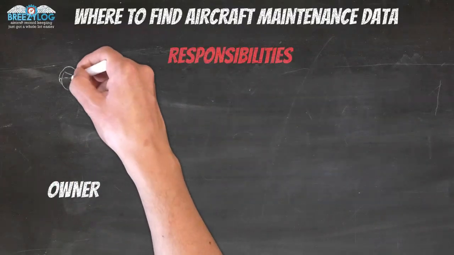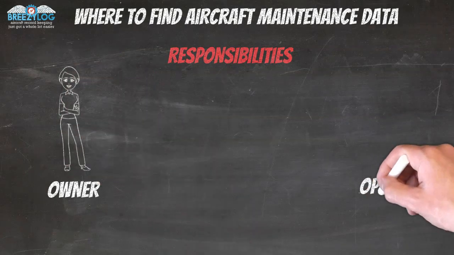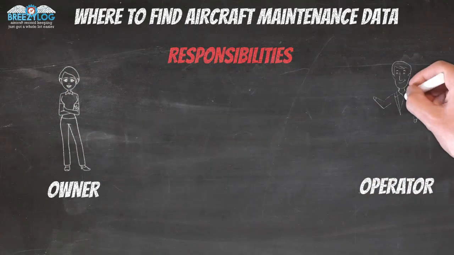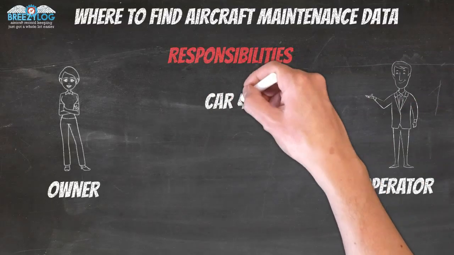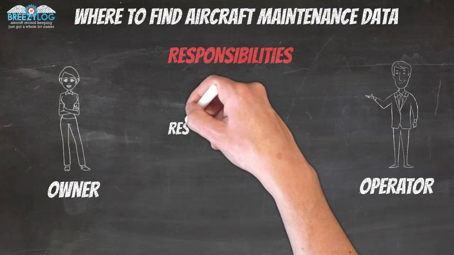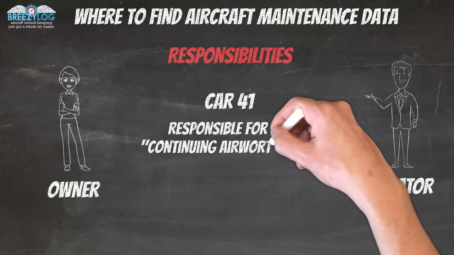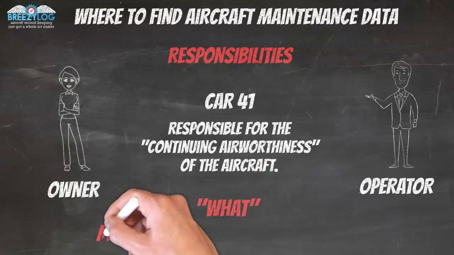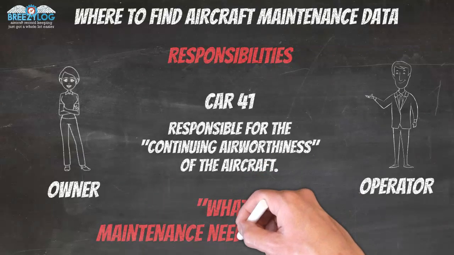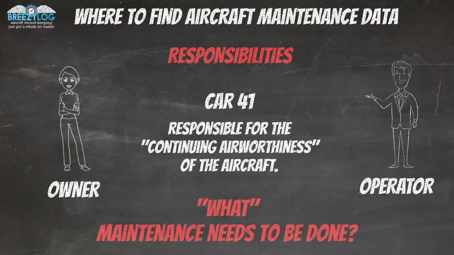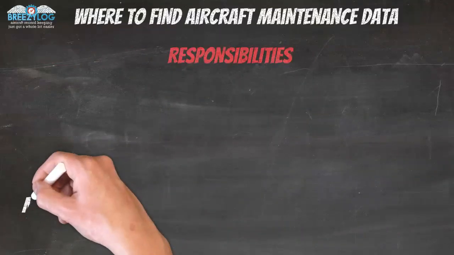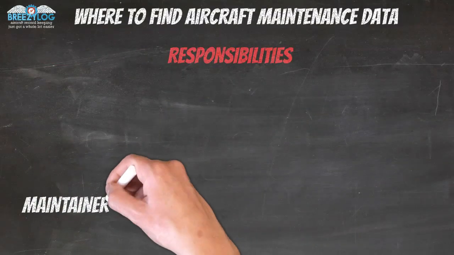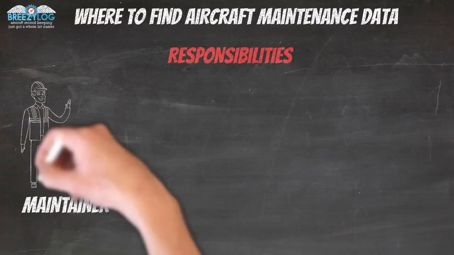When it comes to aircraft maintenance, our regulatory responsibilities differ slightly depending upon our role as aviators. As an aircraft owner or operator, you are solely responsible for the continuing airworthiness of your aircraft and all fitted components. This does not mean you have to physically do the work, but what it does mean is that you are responsible to ensure all applicable maintenance tasks are performed on your aircraft at the appropriate time. Basically, you need to tell your maintainer what needs to be performed.